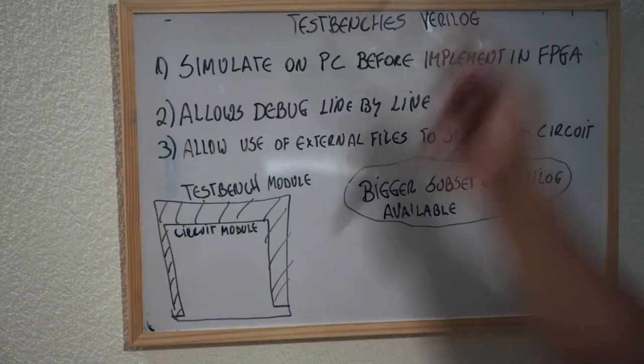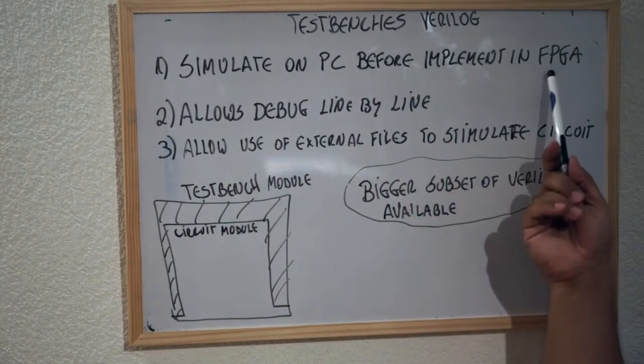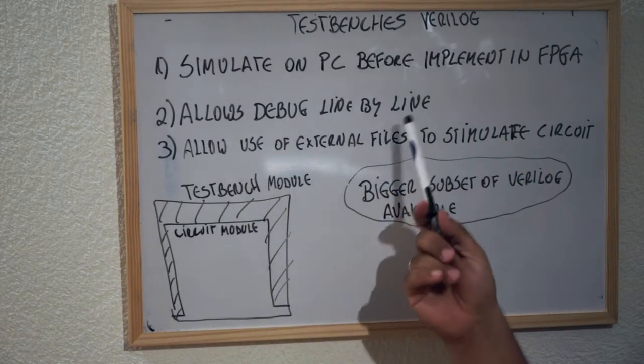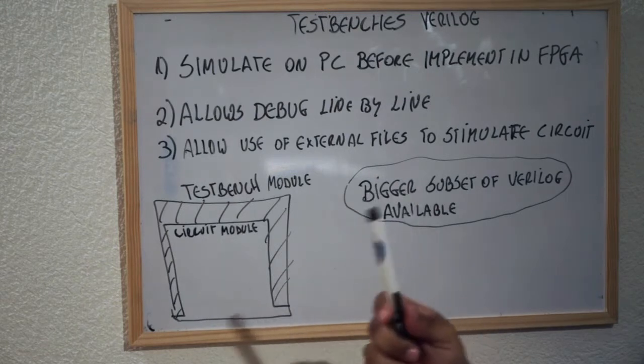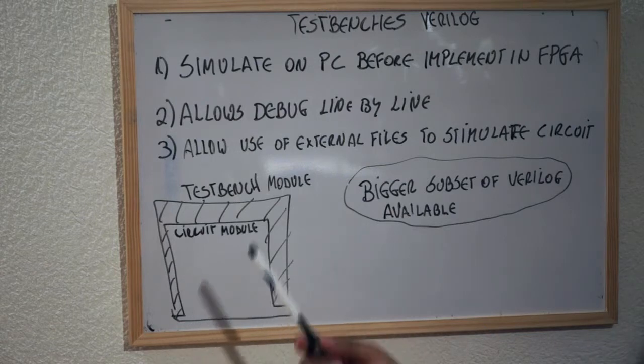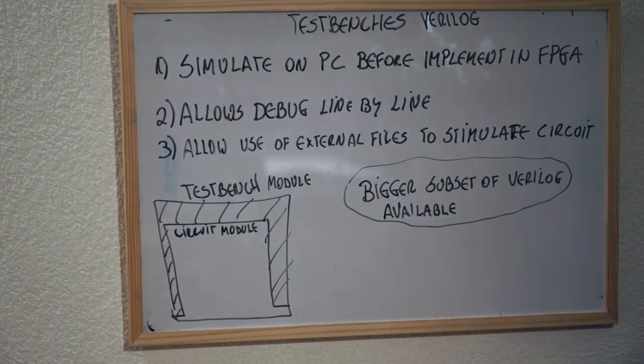Okay guys, so what are test benches all about? It's all about simulating on the PC before you implement your circuit in the FPGA. It's going to allow you to debug your model line by line. This is quite helpful because it also helps you understand what your code is doing. It allows you to use external files to simulate your circuit. You can have a text file with all the inputs that need to be tested, all the use cases of your circuit, and you need to validate whether this is going right or not.